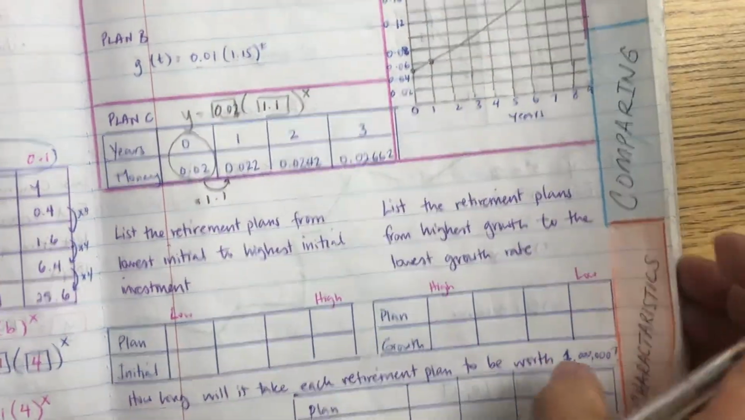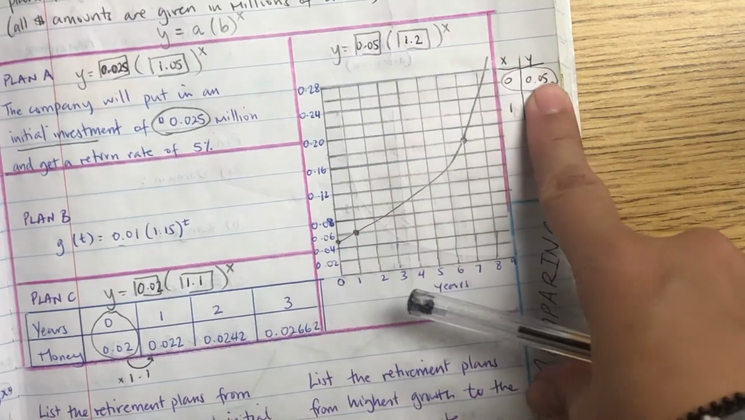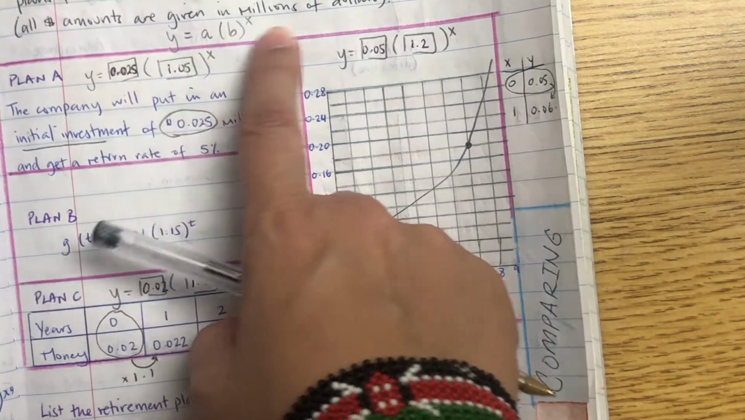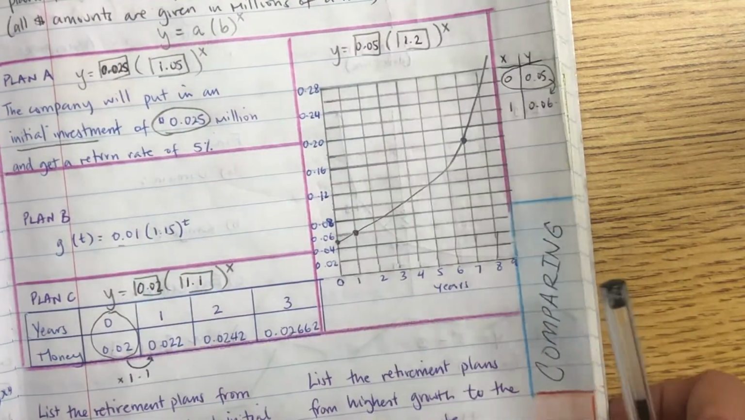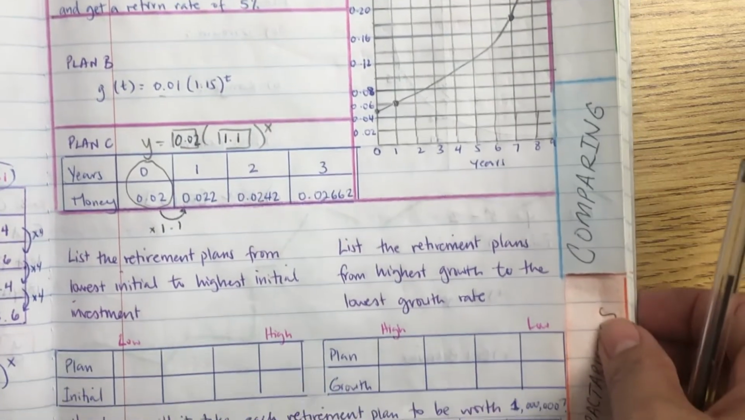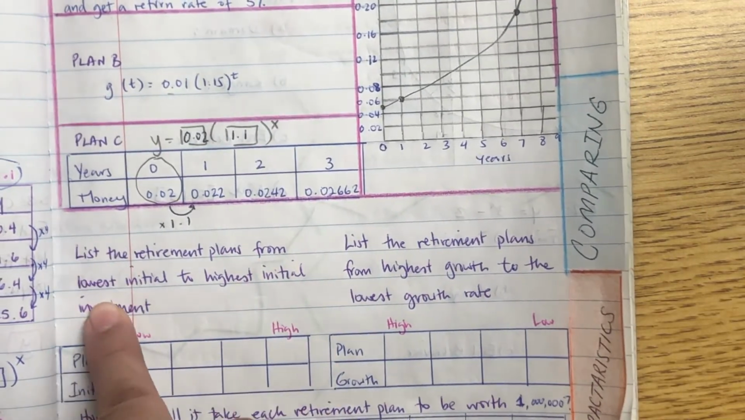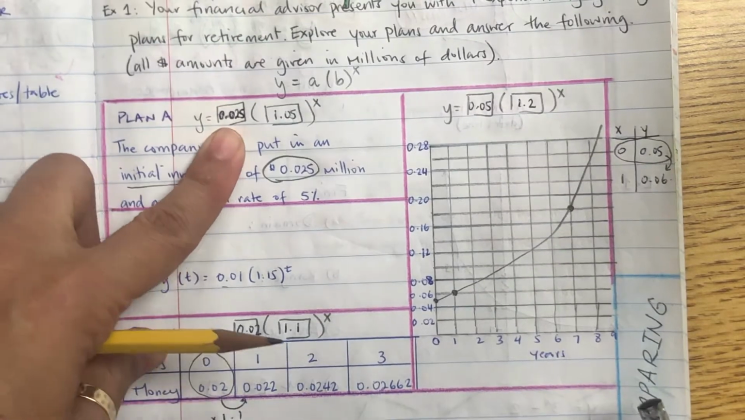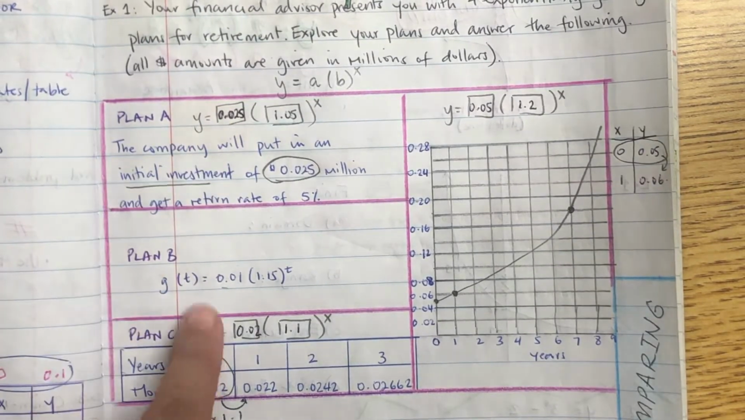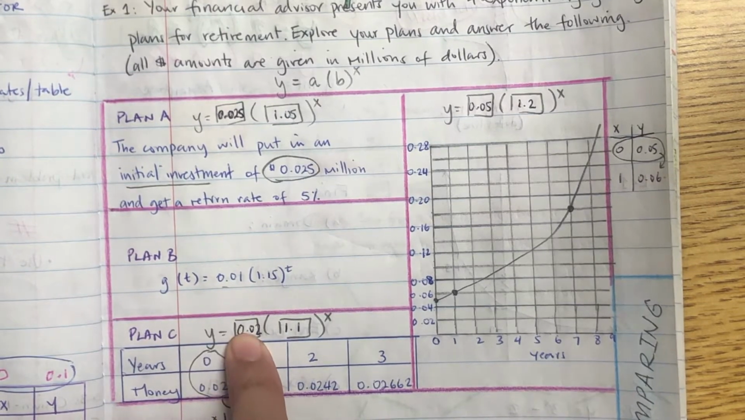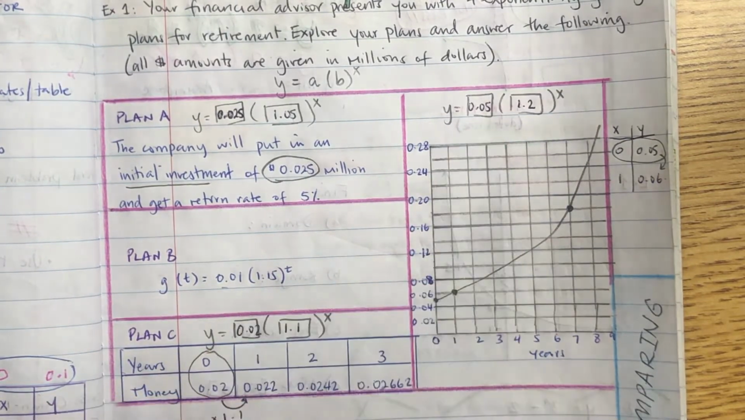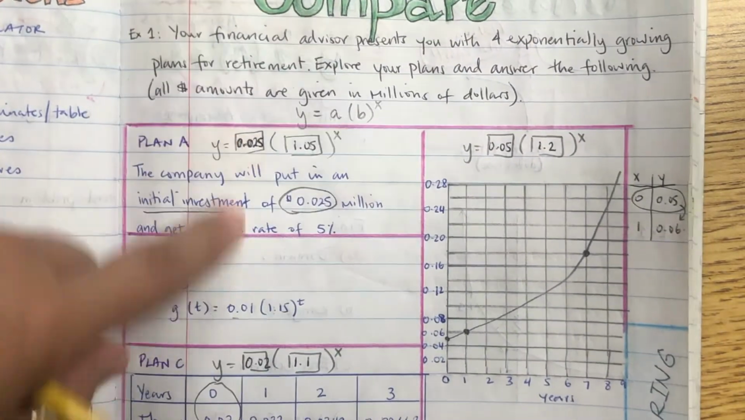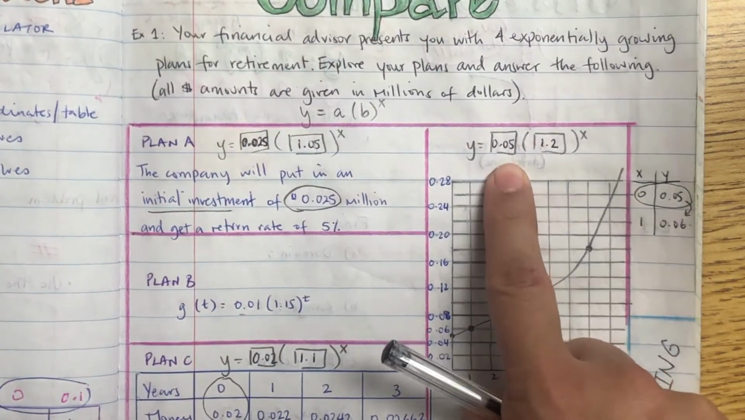If they give you a graph, make a table, and then do these same steps. Now I've got my Y equals A, B, X for every single equation. Let's see if that helps me answer my questions. It says list the retirement plans from lowest initial to highest initial investment. My initial investments are my A, so I have 0.025, 0.01, 0.02, 0.05. So from lowest, looking at these 4 things, which one is my lowest?